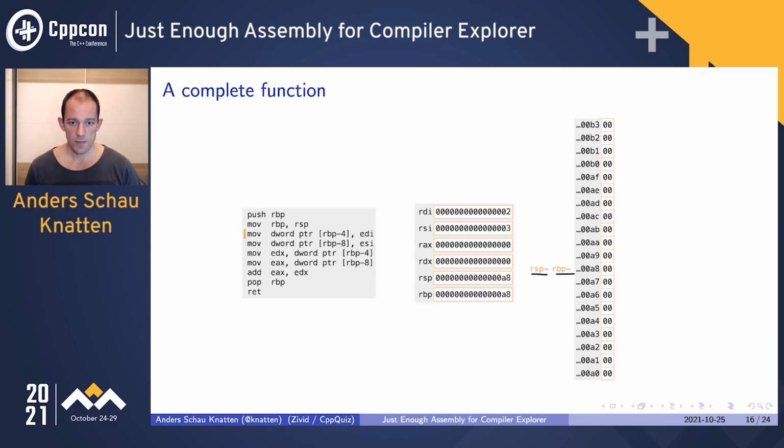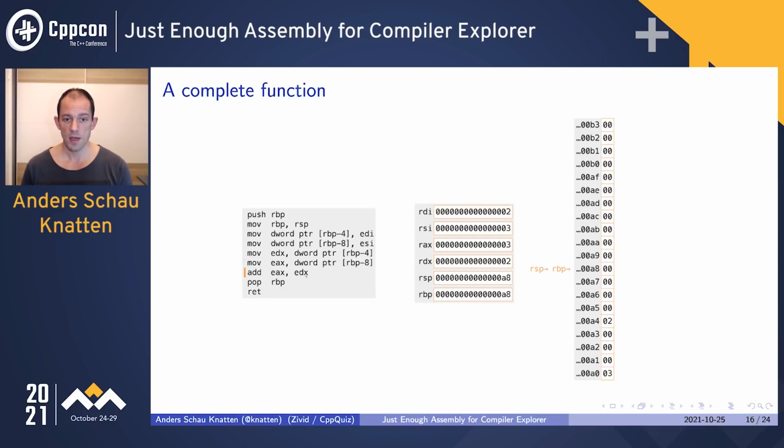Right. Then GCC decided we take EDI and ESI, our two parameters, and put them into memory at 4 and 8 away from RBP. So if you just run those two lines, this is our A and this is our B over in memory. And then it takes those two values from memory, RBP minus 4 and RBP minus 8, and puts them into EDX and EAX for some reason. Let's do that. We have them back here in registers.